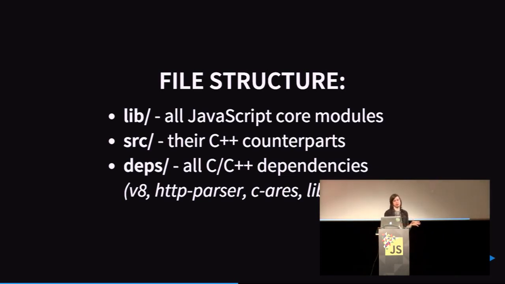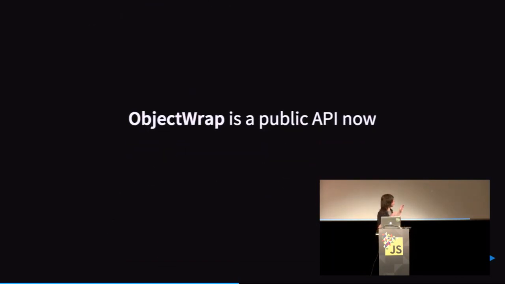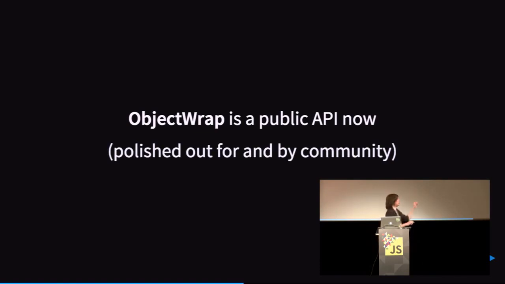And this folder has everything from V8, http_parser, c-ares for DNS, libeio for the asynchronous file system, and libev for networking and the event loop. Object wraps that we previously saw, when it was only emerging and was just created, are now a public API. And the community and the core team members have polished it a lot. And it became much greater because of the community too.